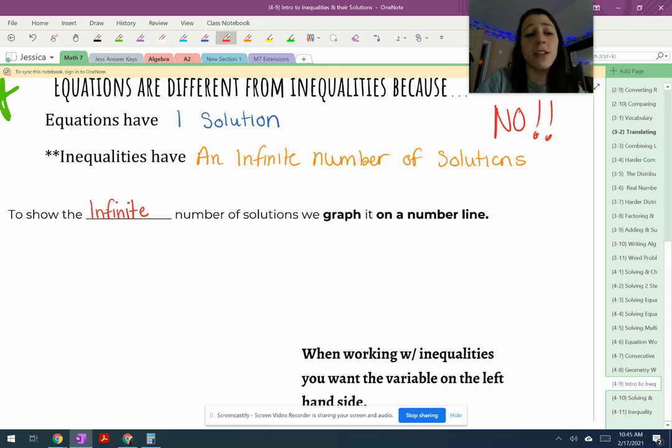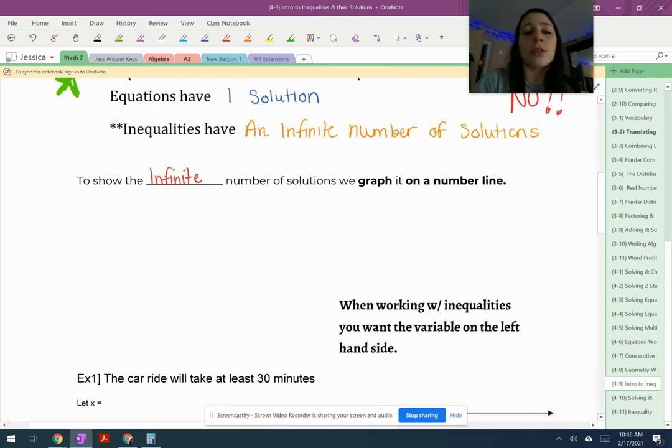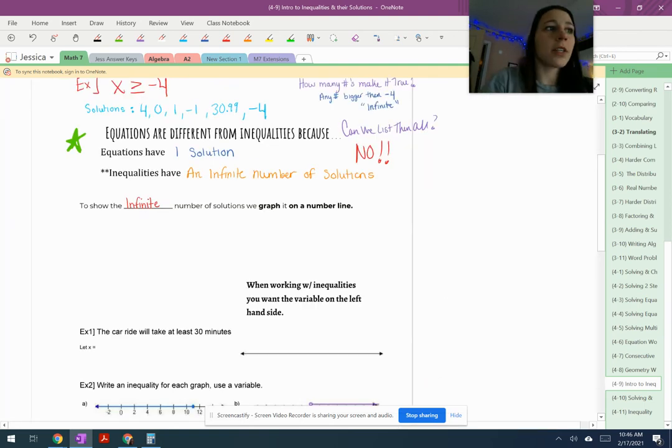To show the infinite number of solutions, we are going to graph that on a number line. And we're going to look at that in our next video.